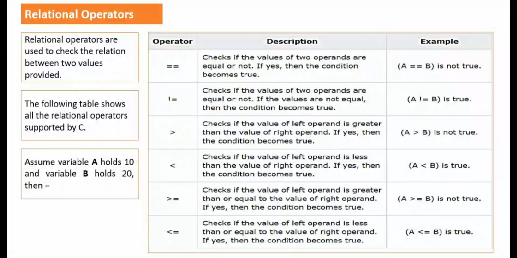Greater than: A is greater than B, of course it's not true because 10 is not greater than 20. Less than: A less than B is true because 10 is less than 20. Greater than equal to, again not true. Less than equal to, true.